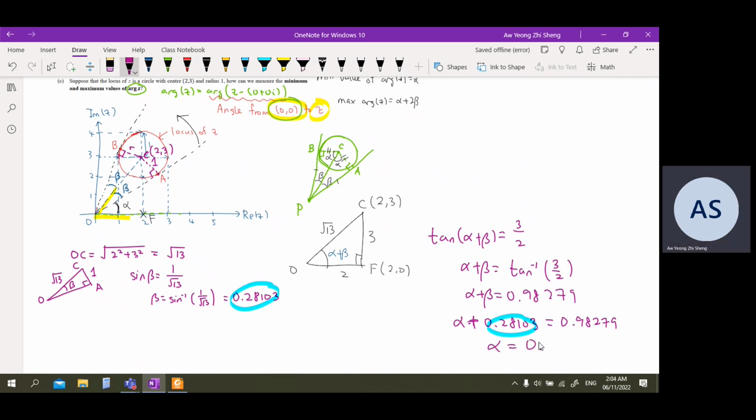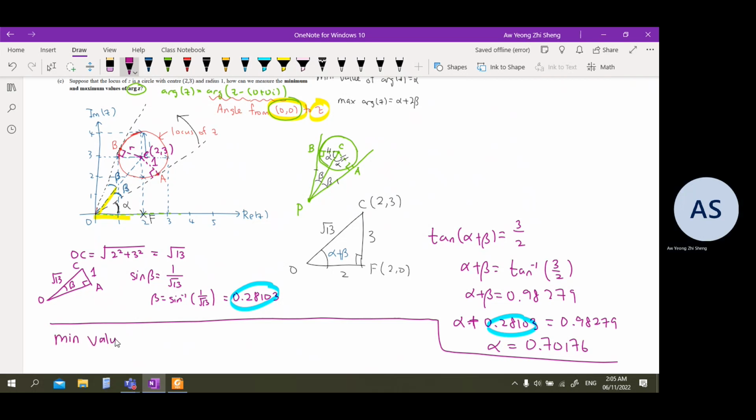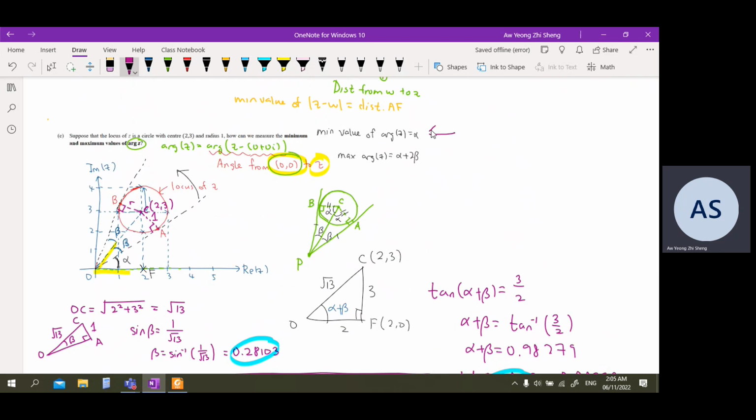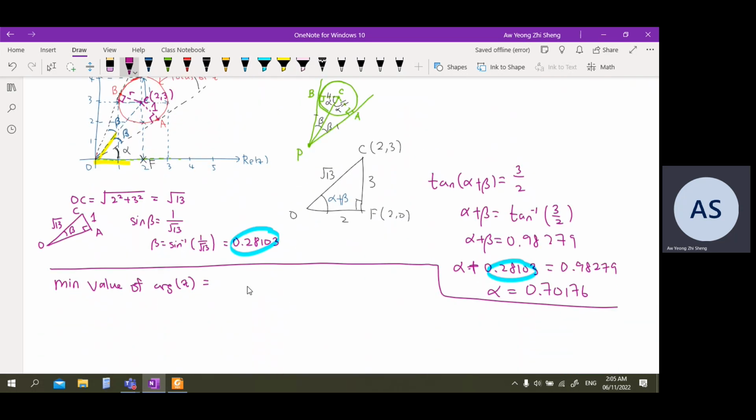You have this 0.70176. So when there's no unit for this angle, it's understood to be in radians. So now it's time to write down the minimum value of argument z. At the top right corner of your screen, just now we have already figured out minimum will be alpha. So it's just 0.702 to 3SF.